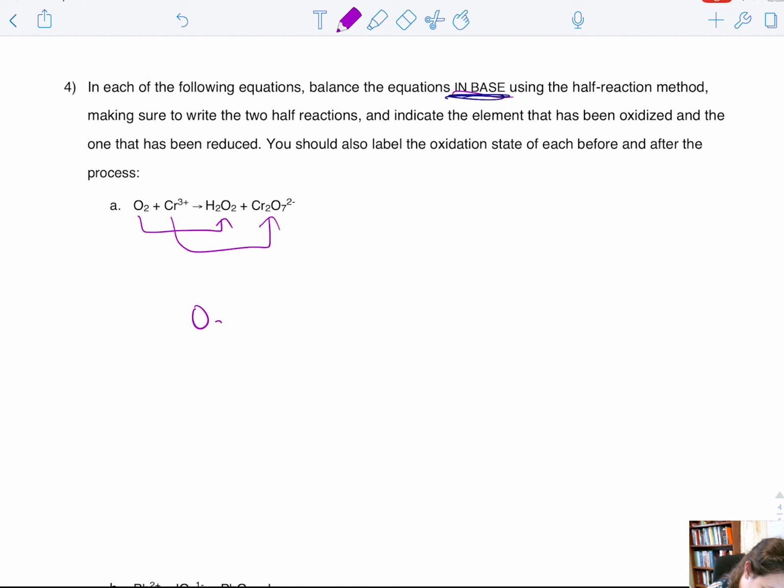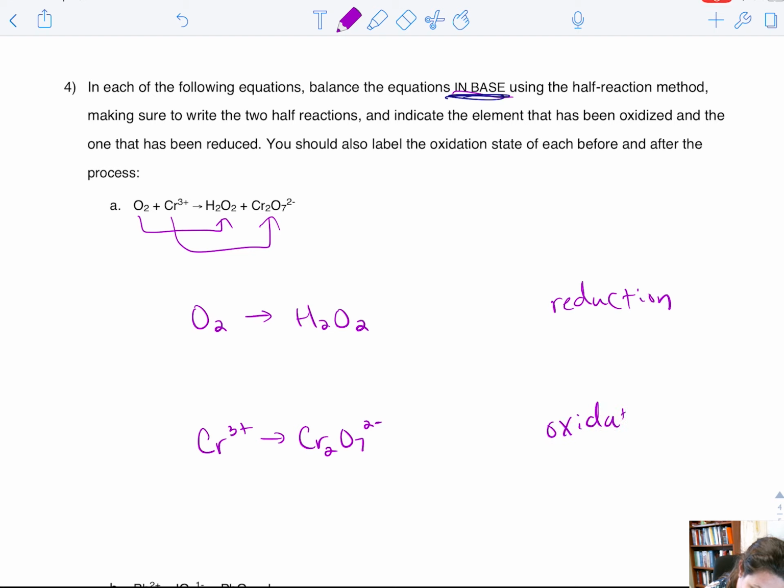So O2 to H2O2 is becoming more negative, so this is reduction. And then Cr3 plus going to Cr2O7 2 minus is oxidation, because we're going from +3 to +6.